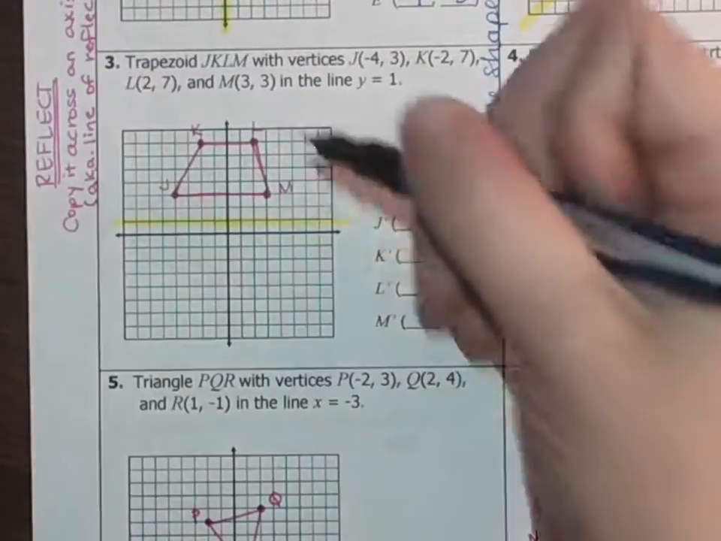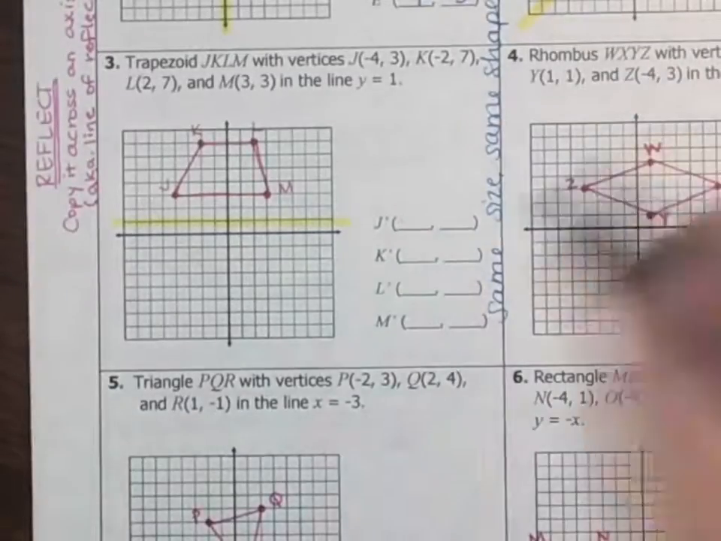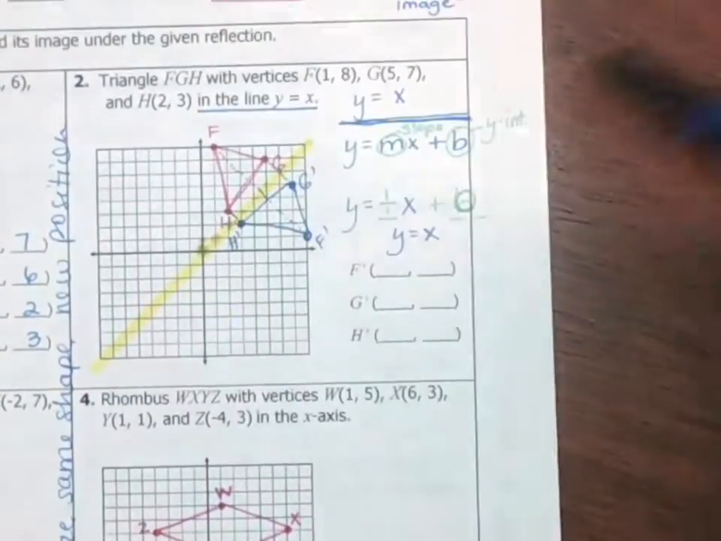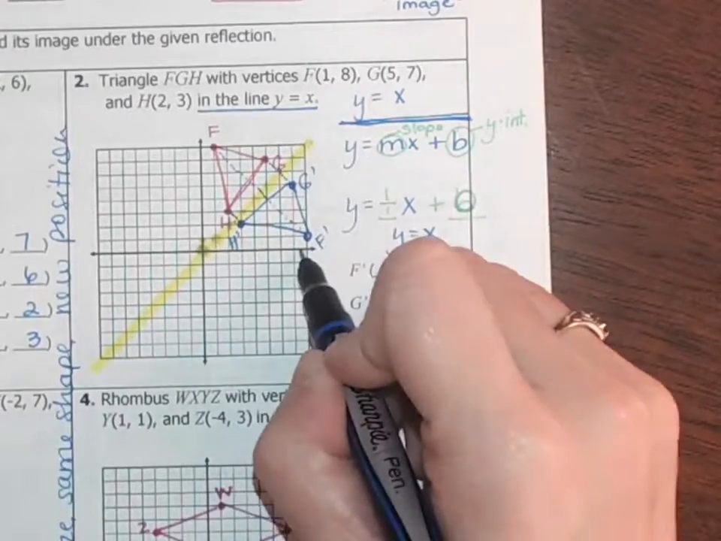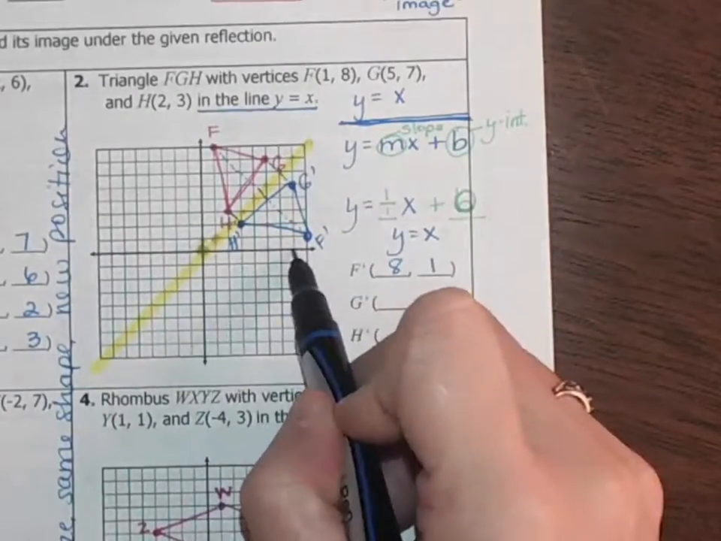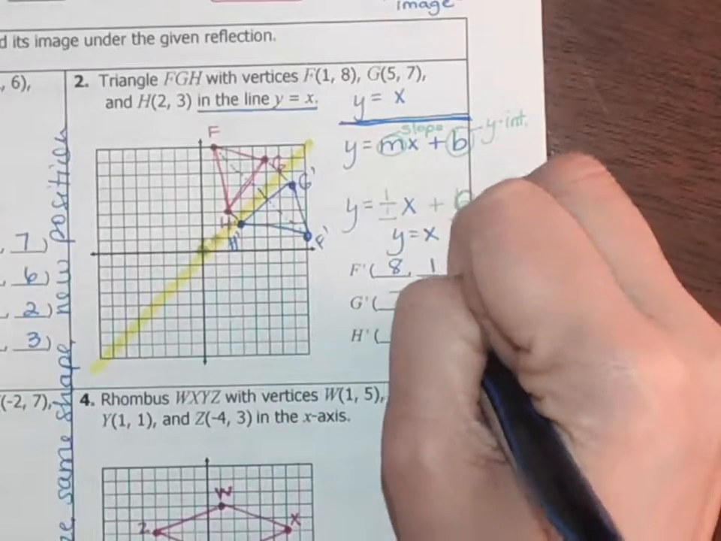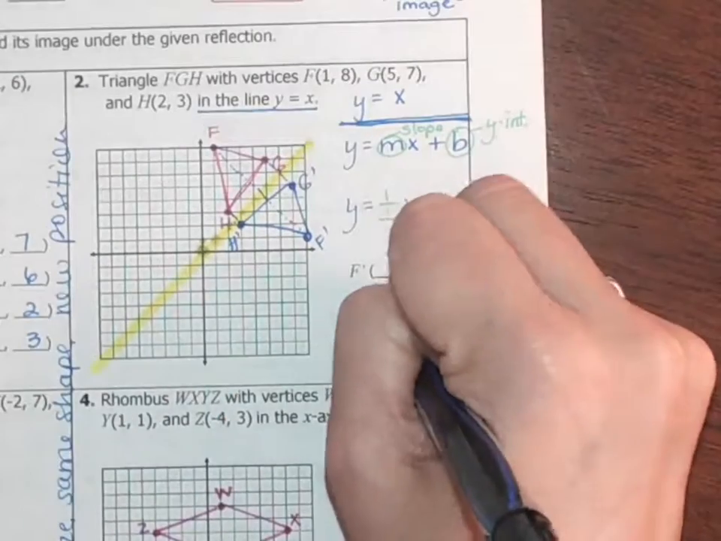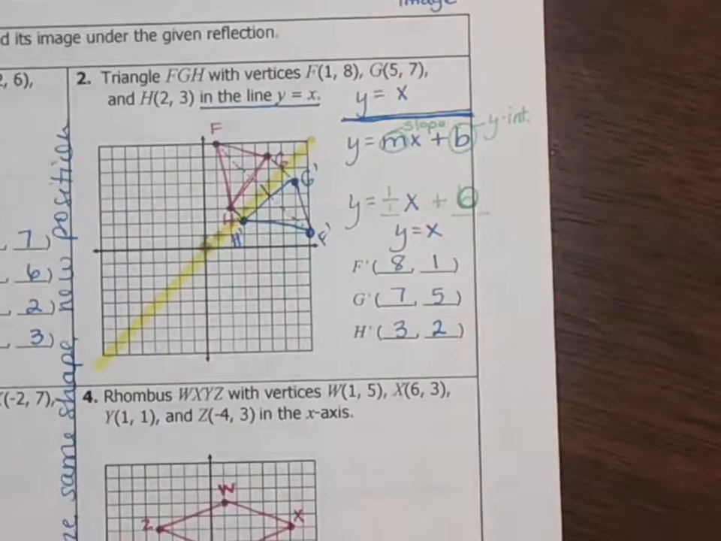All right, so I see that M is, oh, we forgot to write our points up here. Let's go back and do this real quick before we come back to this one. All right, so let's write down our points for F prime. We're going to come all the way over to 8 and up 1. For G prime, we're going to go to 7, up 5. For H prime, we're going to go to 3, up 2. So that's what your points should look like for F, G, and H prime.